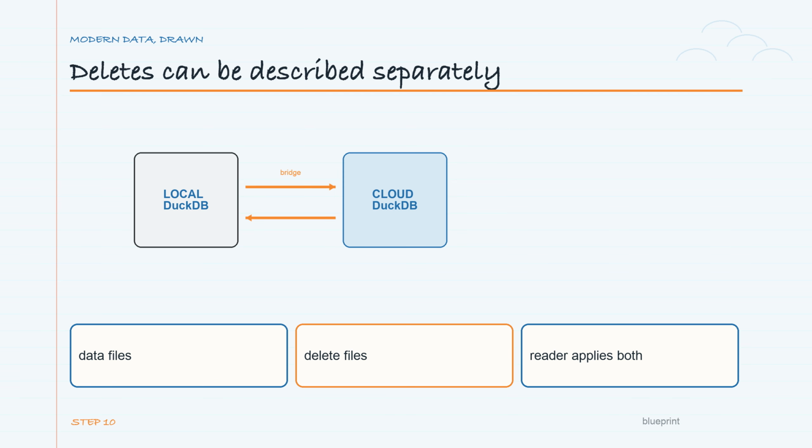Here is the simple picture to keep in mind. Read the drawing from one idea to the next. Data files, then delete files, then reader applies both.